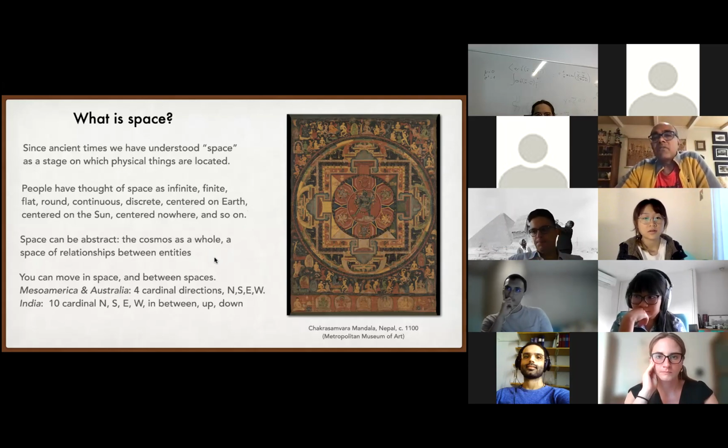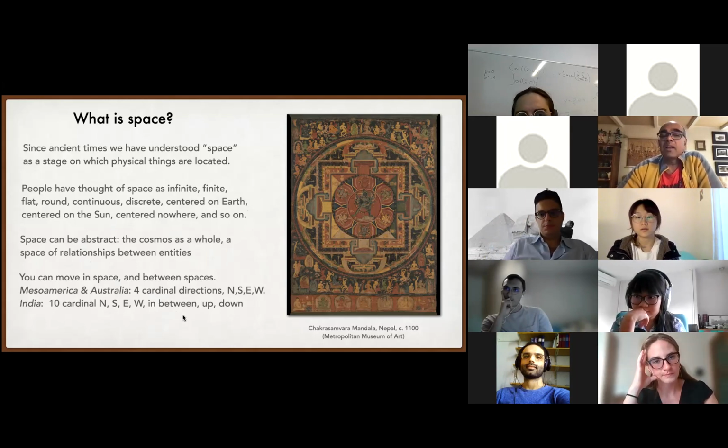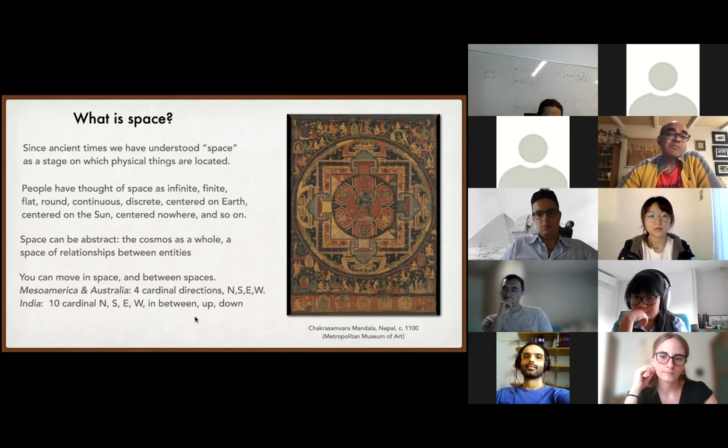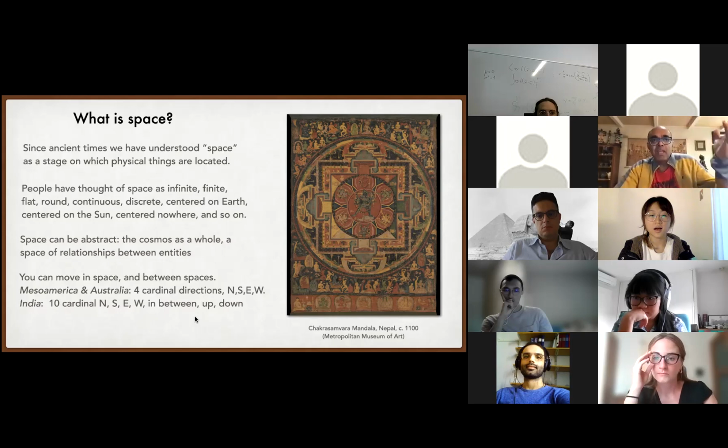But even this has many variations, even in human populations. For example, in Mesoamerica and Australia, there are always 4 cardinal directions: north, south, east, and west. But in India, sometimes people talk about 10 directions: north, south, east, and west, in between, up and down. So I'm just trying to emphasize that there are many ways in which your head can imagine space.